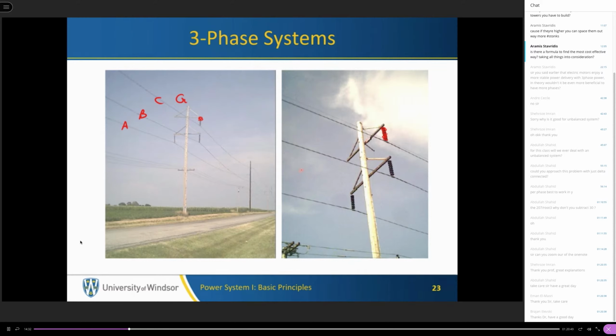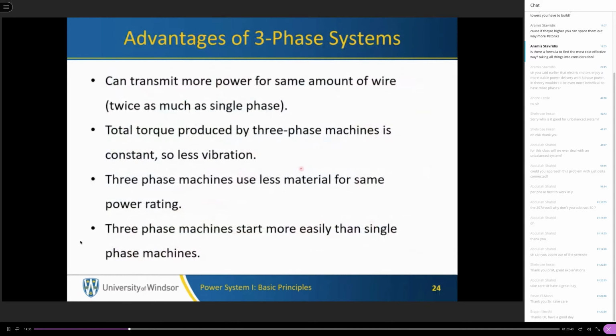So let's discuss the benefits of having three-phase systems. We can transfer more power for the same amount of wire, twice as much as a single phase. What does this mean? If you have a single-phase system, you have a single load, and this is the source. Here we have one wire, and this is the second one. We have two wires to serve one load. If we have three loads, then we have to increase the cross-section area of the wire, or equivalently add a second wire and then a third wire, like this.